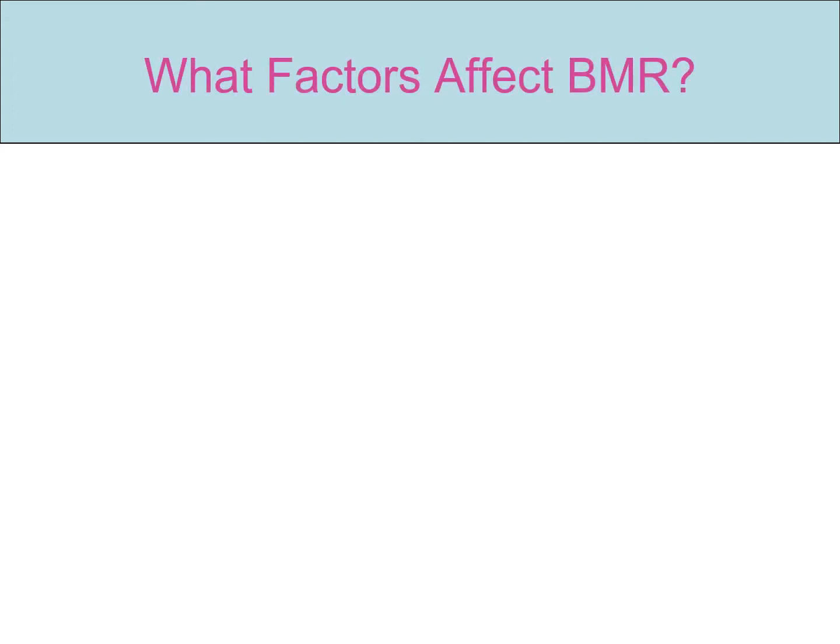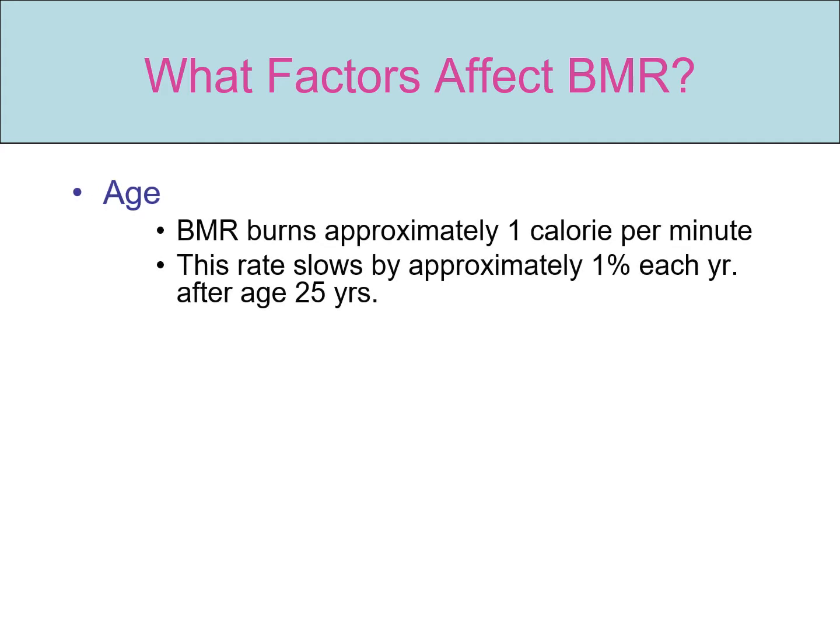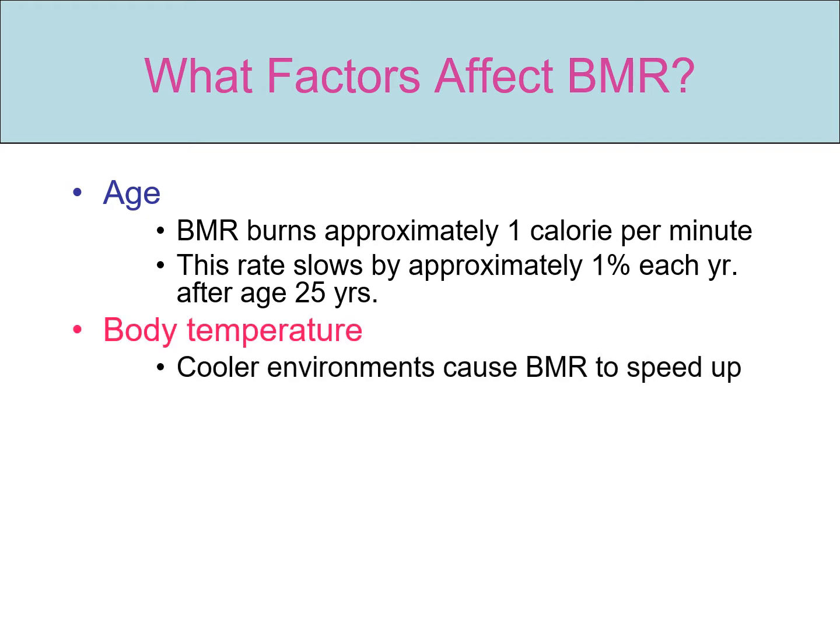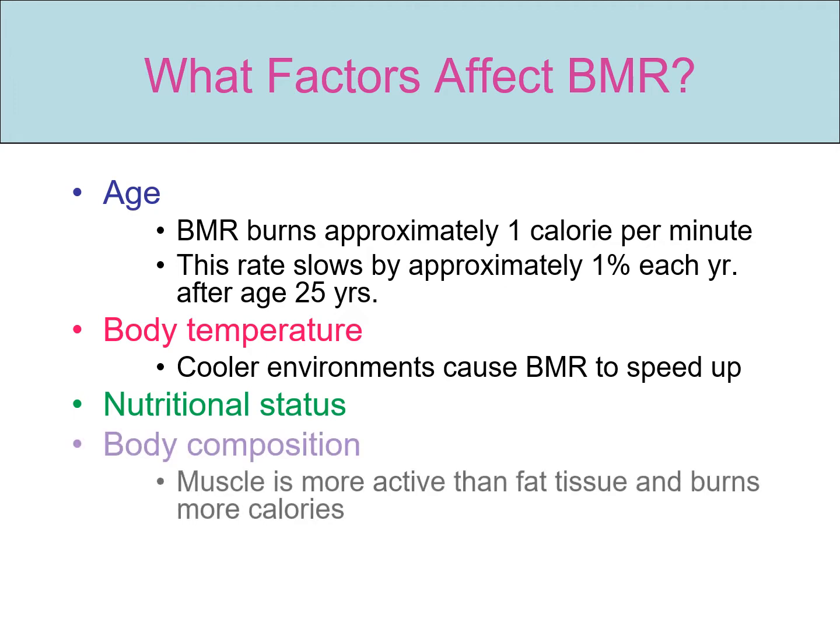So what factors affect BMR? Well, age is a factor. BMR burns approximately 1 calorie per minute. This rate slows by approximately 1% each year after the age of 25. Body temperature: if an environment is cooler, it causes the BMR to speed up. Nutritional status. And then body composition. Muscle is more active than fat tissue and burns more calories.